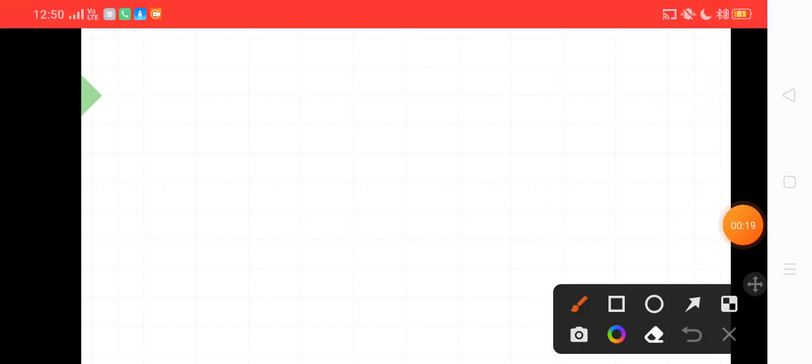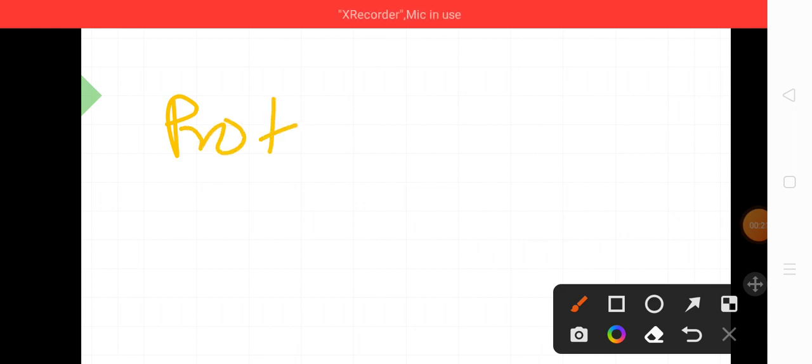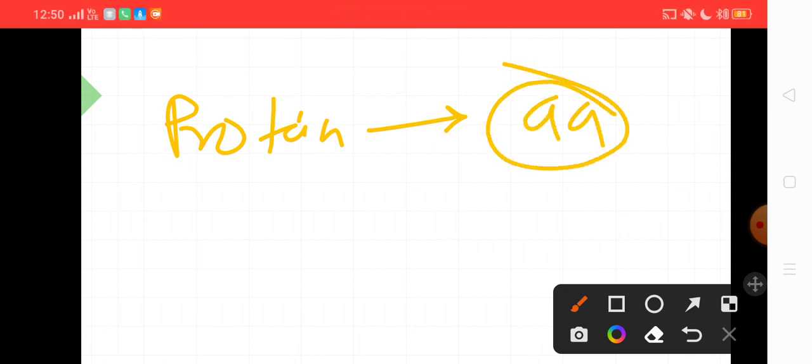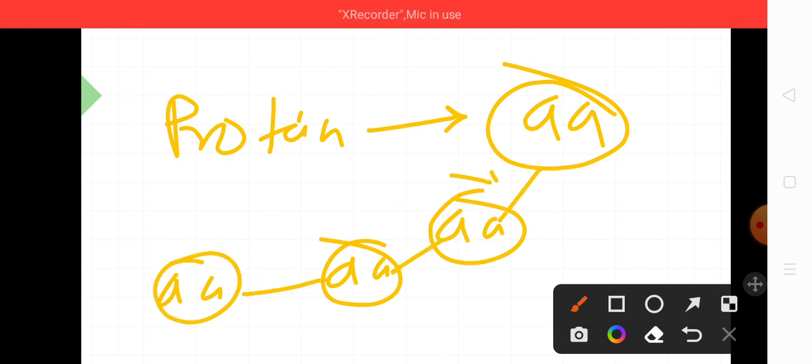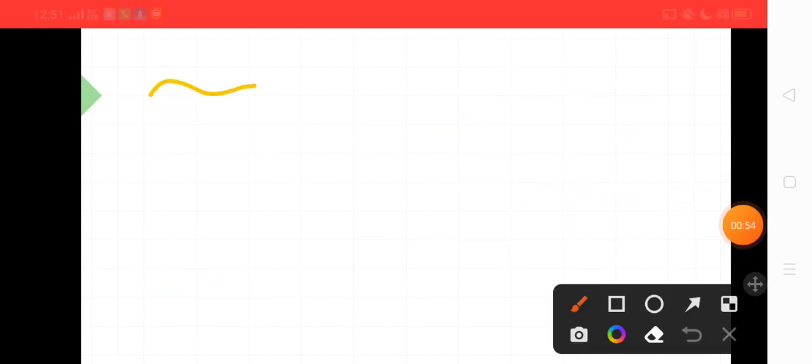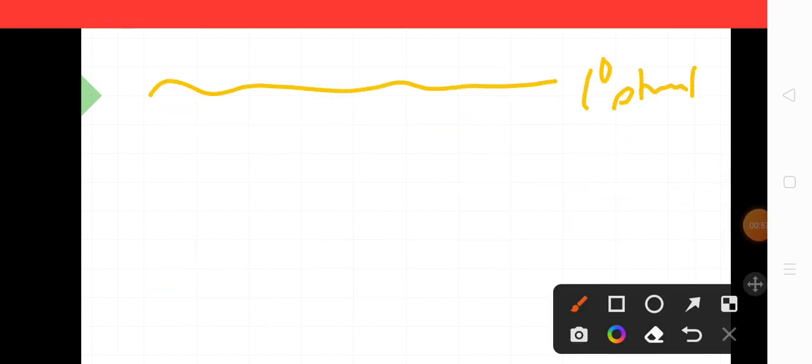So first, let's start with the very basic thing, that is protein. The very basic unit of protein is amino acid, right? Protein is made up of what? Protein is made up of amino acid. Now these amino acids connect with each other via what? Via peptide bond, which is mainly an amide bond, right? And that's how a long peptide chain is formed. If that long peptide chain contains more than 10 amino acids, we call it a polypeptide chain, and this polypeptide chain is the primary structure of protein.